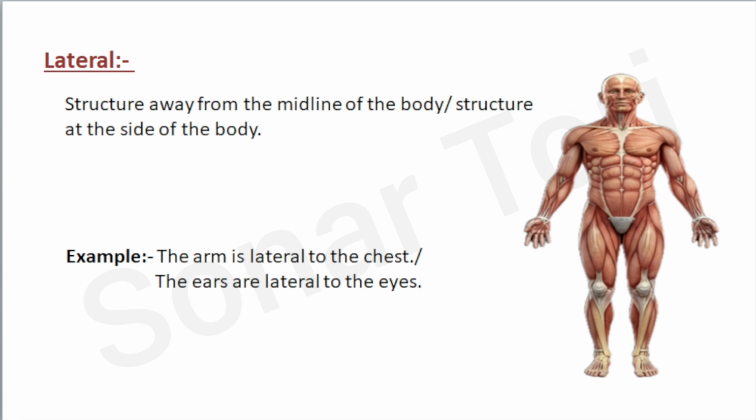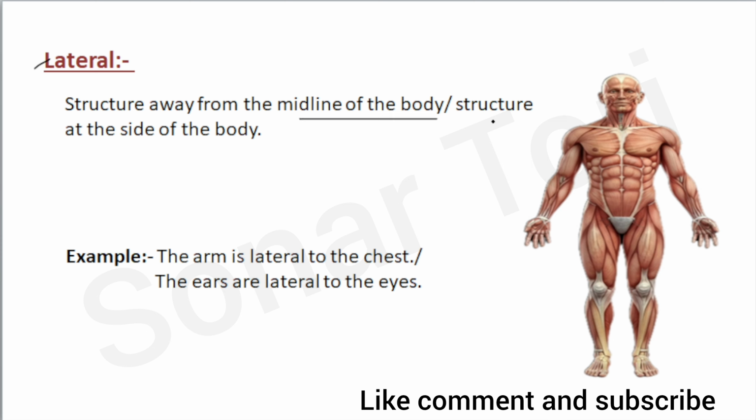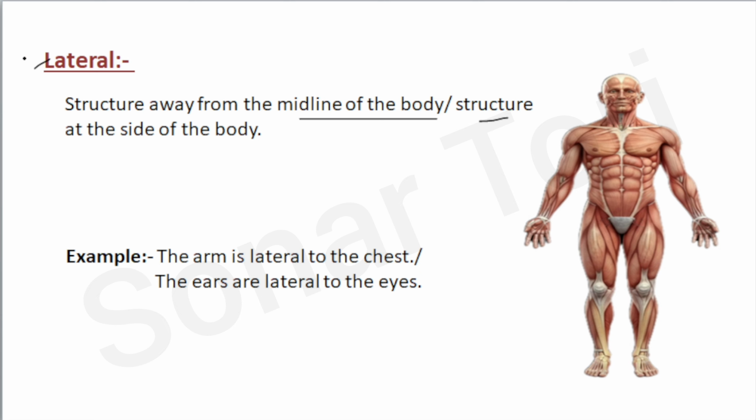Then the opposite of the medial is lateral. So the organ or any structure that is present away from the midline is called the lateral. Or you can say that any structure, organ or body part that is present at the side of the body is also called the lateral position. For example, the arm is lateral to the chest or the ear is lateral to the eye.